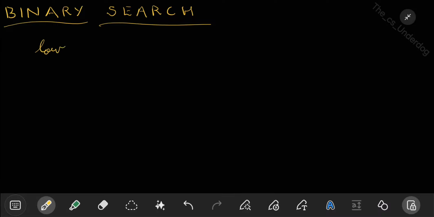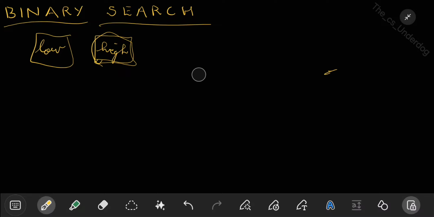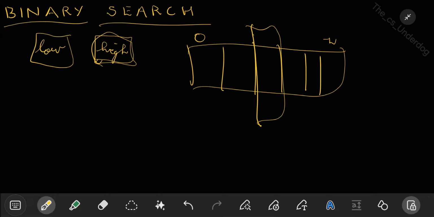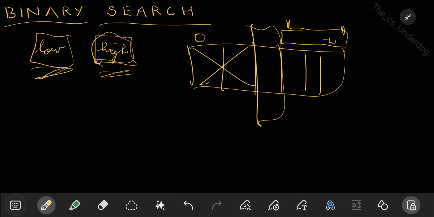One, there should be a value low. There should be a value called high, which will track the lower index and the larger index, the initial part and the ending part of the remaining array. Initially you will have from 0 to n, all the indices in the array. After you take the middle element and remove one part, only the remaining part of the array is to be considered. So low will denote the lower index and high will denote the higher index of the remaining part. You need these two variables.